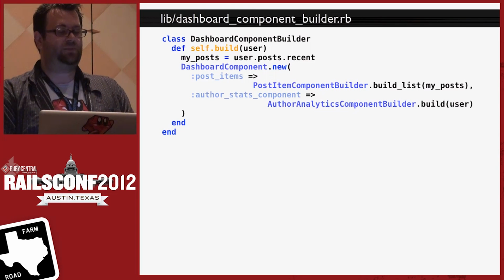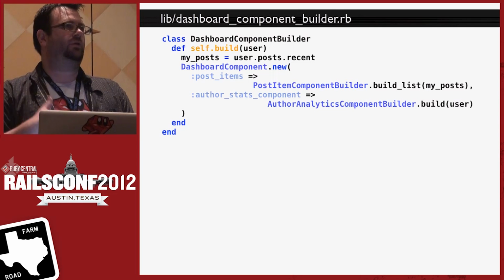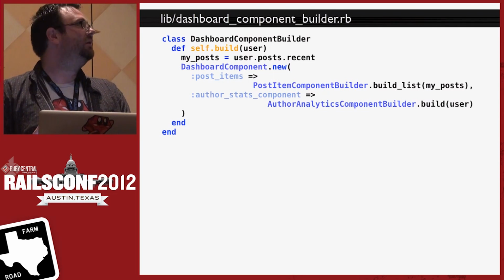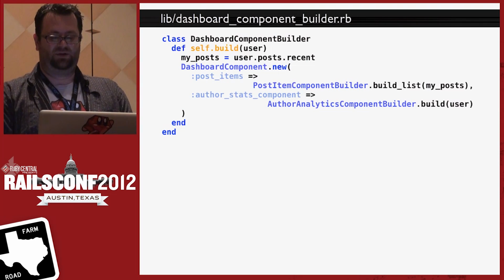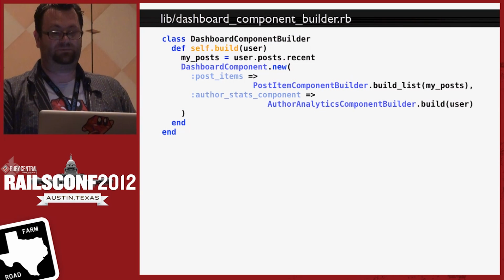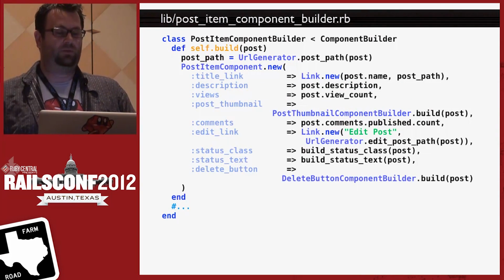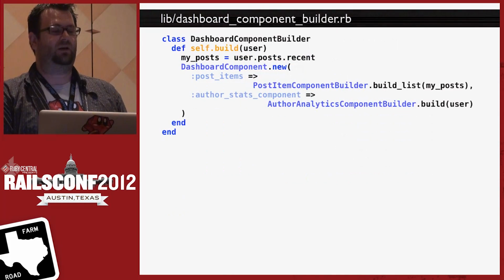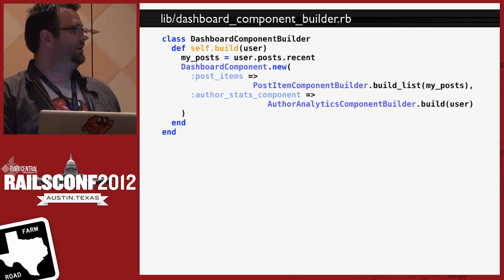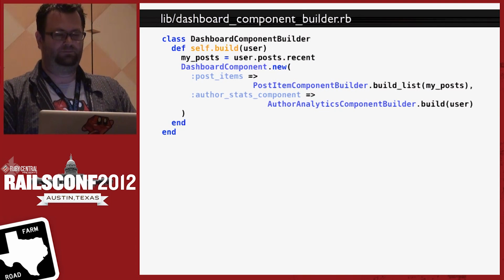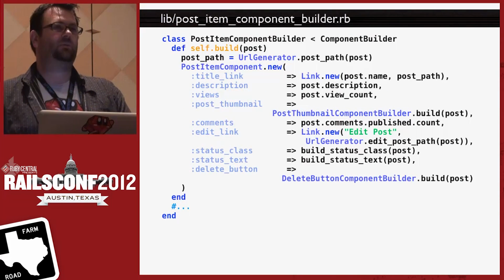And when it's calling this post item component builder, it's not calling build like the other builder that we just saw. It's actually calling build list. So hopefully we'll see a build list. So we open up. And also the thing I want to note here is that our component builders are all in lib right now. So just make a note of where they're at. So we find our post item component builder. Remember, we're looking for build list.